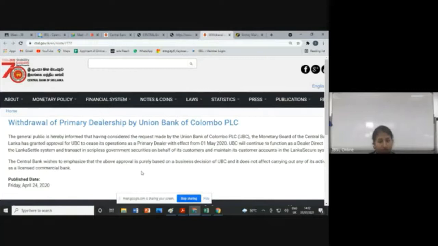Okay. So these are, again, why are we going through this information even though it's last year? Probably in your MCQ, you have those one word answers to give for the last 5 questions in that MCQ. Probably something that you could get tested. Okay. So Union Bank of Colombo PLC, on their own account, on their own willingness and assessment, withdrew from the primary dealership.